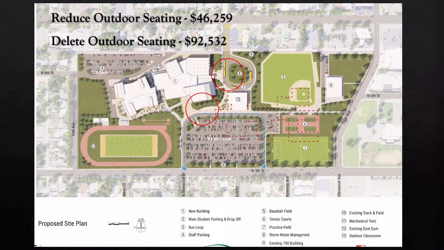So, the first number is reducing by half. The bottom number is securing the small pit. So the seating that you're talking about is concrete walls. Yes. Okay. Yeah.